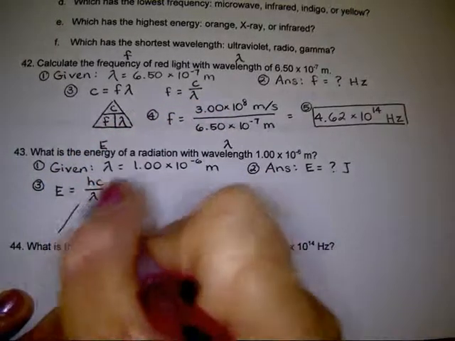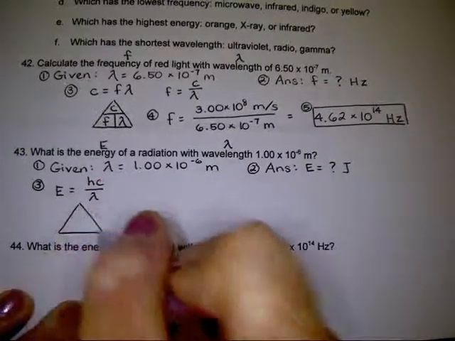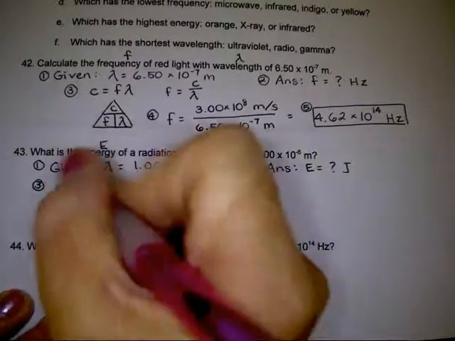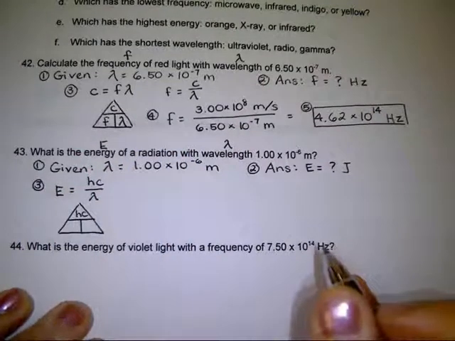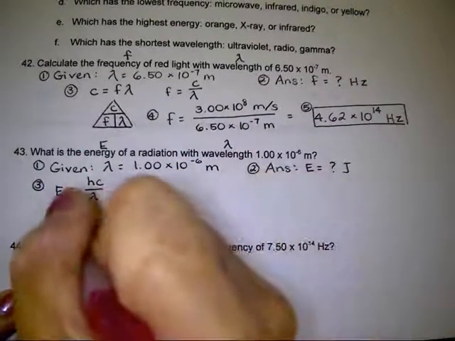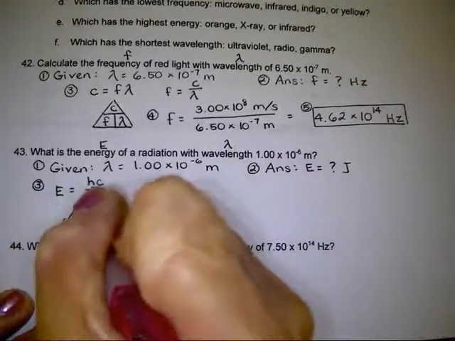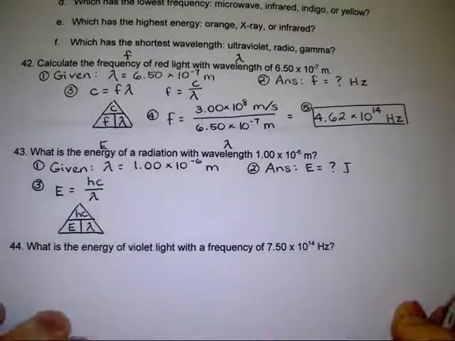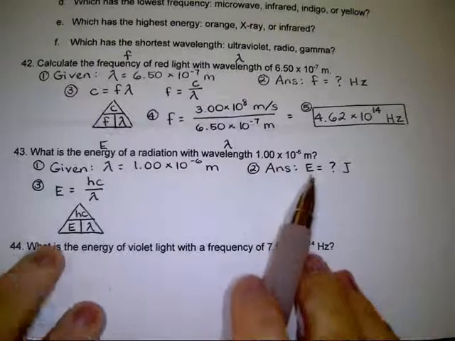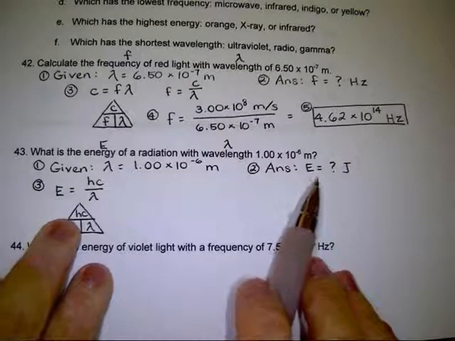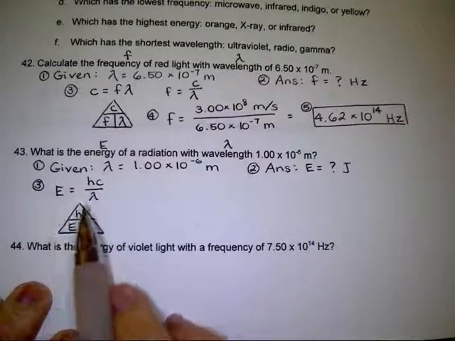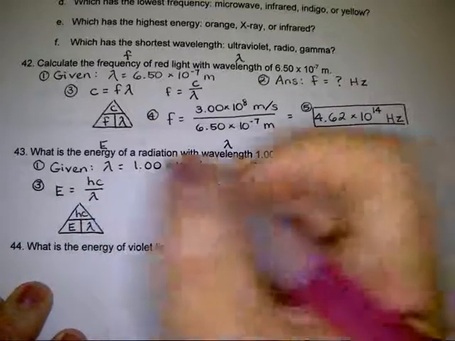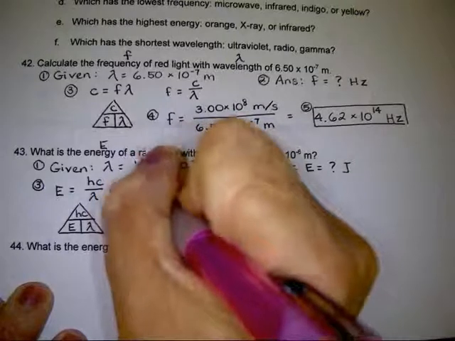The formula triangle is going to look like this. hc on the top. H times c will always be the same number, so we can put them both on the top, okay? And E and lambda are on the bottom. Okay, now in this case we are looking for E. If I cover up E with my finger, it's going to be hc over lambda. So it's just the exact same formula that was on the formula chart. So I don't have to rearrange it. All I need to do is plug in, okay?